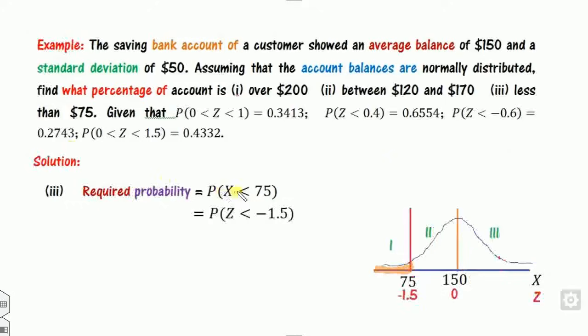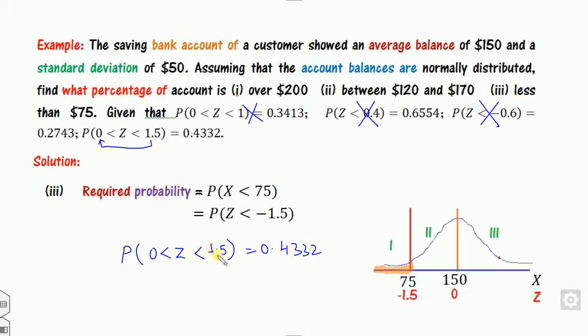So you can write here z to be minus 1.5. Look at that, we need the negative, minus 1.5. Is it given as minus 1.5? This is not given. The value 1.5 is given, but it's with a plus sign, and we need a negative sign. So what you can do is firstly convert this into minus 1.5. How do you convert this into minus 1.5? Take the opposite of this: minus 1.5 on the left hand side, 0 on the right hand side. So the area is the same because you just take the opposite.